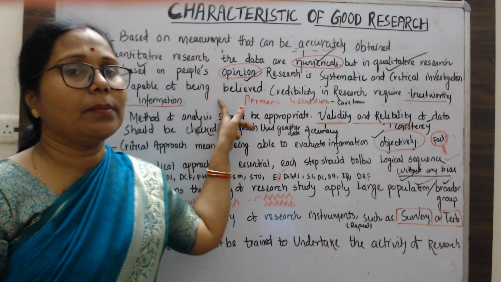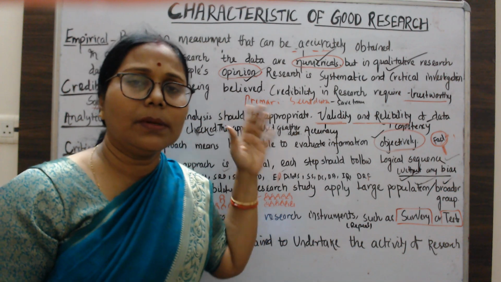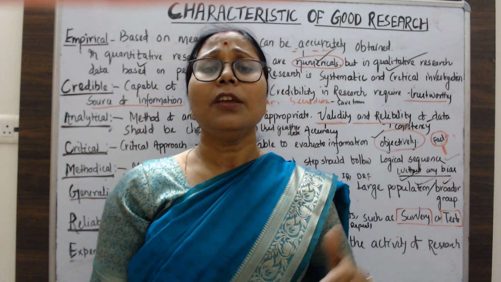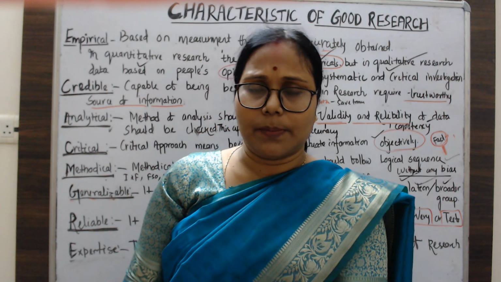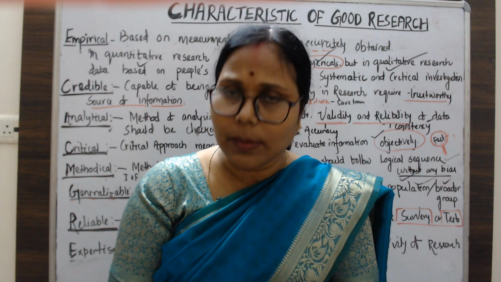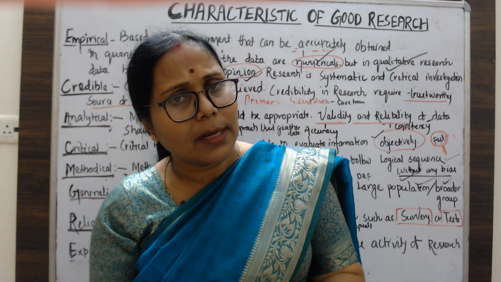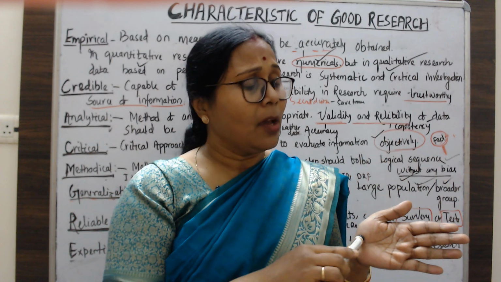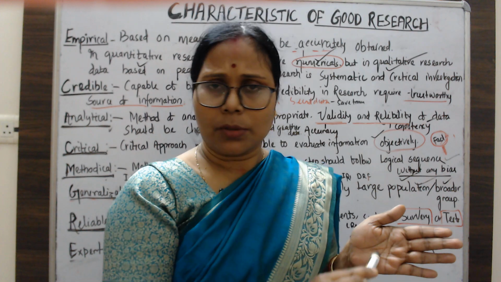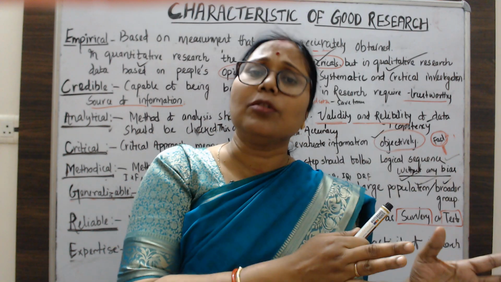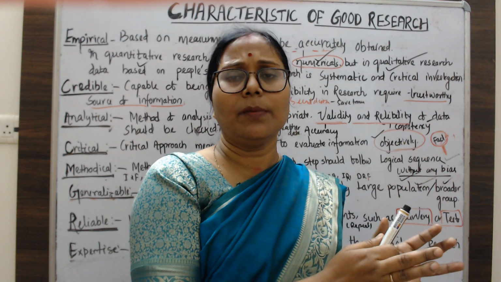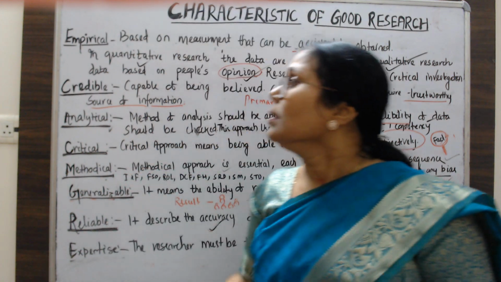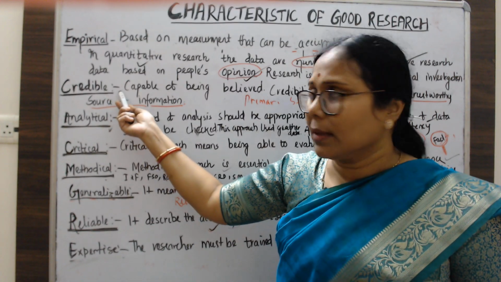Credible means capable of being believed. Whatever data you get yourself is the primary data. If you want to know more about the problem, you can depend upon secondary data, that is, information you get from the internet, journals or books. But that source of information should be believable and trustworthy. That is called credible. This is the second criterion.